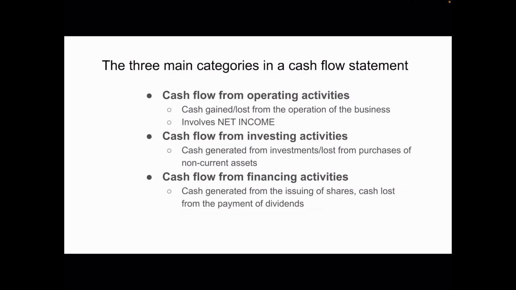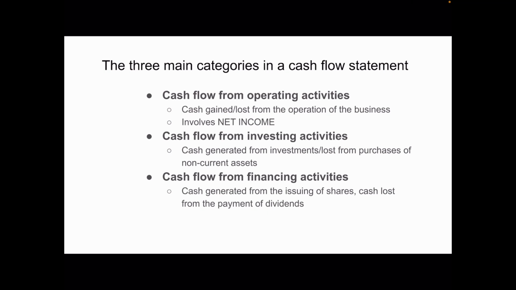All right, let's get into the important stuff. There are three main categories found on every cash flow statement. First, there's the cash flow from operating activities. This category accounts for cash generated and lost from the operation of the business itself. To calculate the total cash flow from operating activities, we actually need to adjust net income from being an accrual-based number to being a cash-based number.